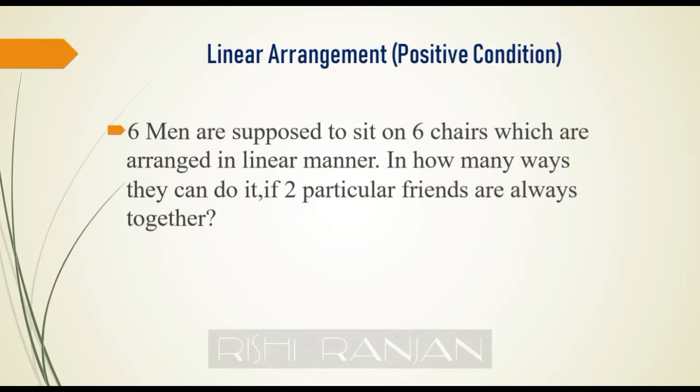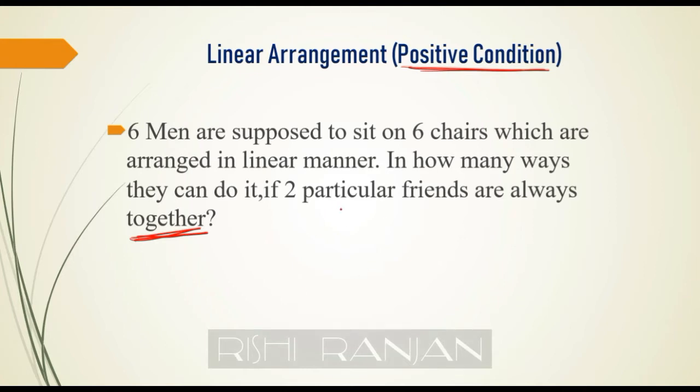Let's look at the second question. 6 men are supposed to sit on 6 chairs which are arranged in linear manner. In how many ways can they do it if two particular friends are always together? Now they have given a condition. I'll consider this a positive condition because they have provided something to be done. Something must be done. So this will be considered as a positive condition.